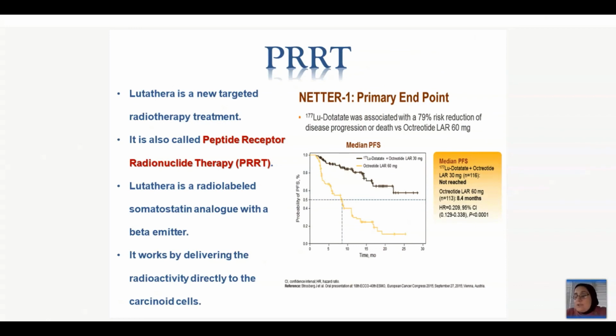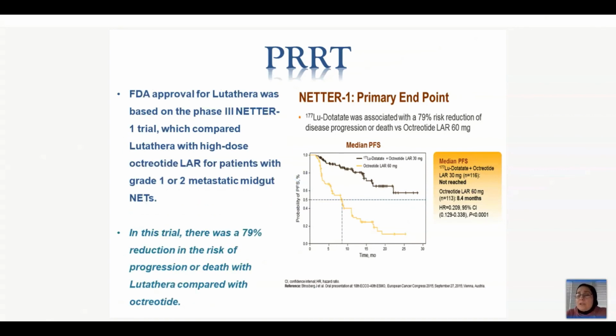Chauhan already touched on that, the NETTER-1 trial, which actually led to the FDA approval of Lutathera, or lutetium-177 dotatate. What we generally call this group of treatment is peptide receptor radionuclide therapy, PRRT, and it did show an advantage in risk reduction of disease progression and death.